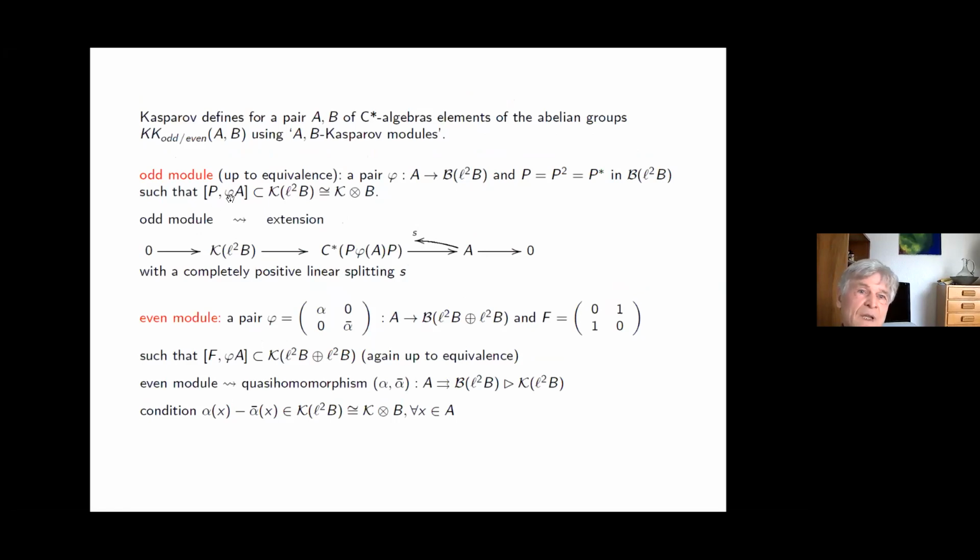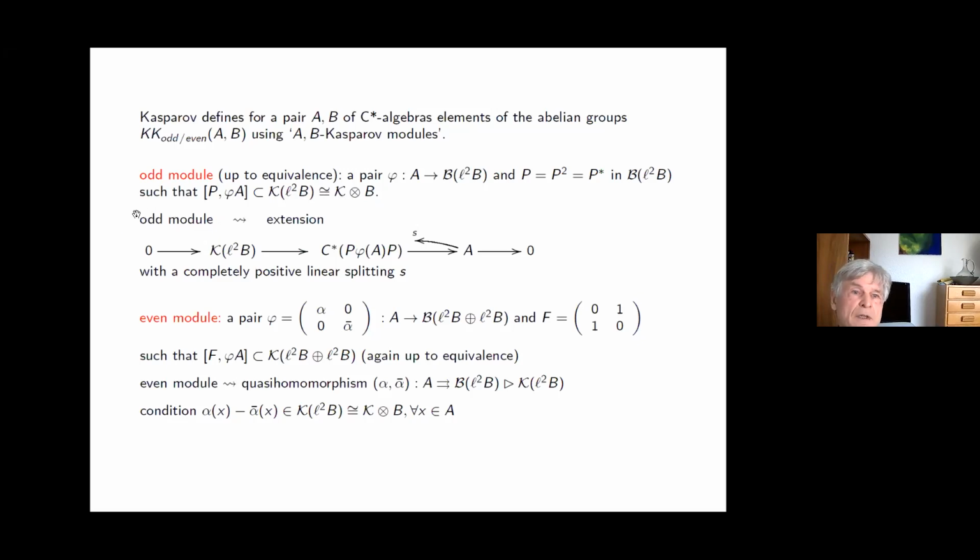The key condition is that the commutators of this operator with the image of A under the homomorphism should be compact. There's a notion of compact operators on this Hilbert module, and so the commutators should be compact. Actually, the algebra of compact operators on this standard Hilbert module is, as a C-star algebra, isomorphic to the tensor product of the standard compact operators on a separable Hilbert space by B.